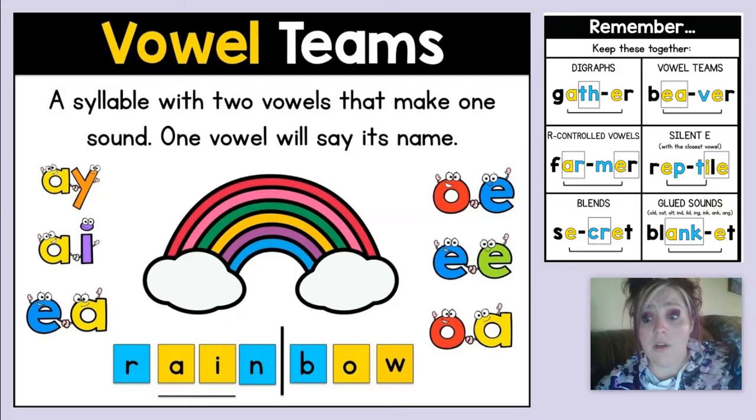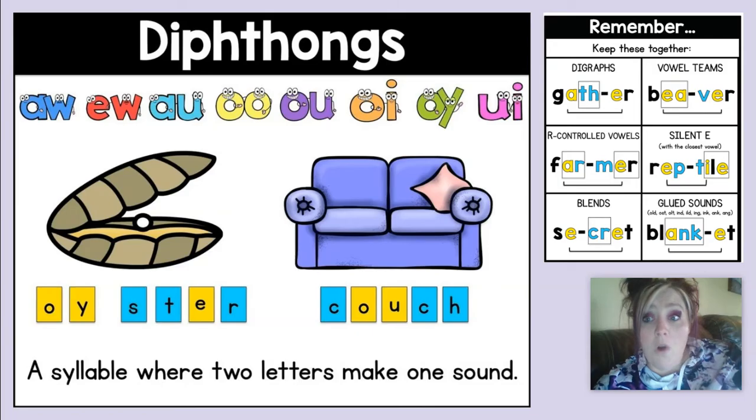Our vowel teams. Make sure that a syllable with two vowels that make one sound stay together when you're dividing your syllables up. And I have that in the anchor chart above my picture. That is one of the things that we have to remember. Okay, so we have the word rainbow. I know sometimes we're thinking that if we have all those different vowels, I should have four syllables there. But our vowel teams stay together. So it's just rainbow. So keep them together. Okay, diphthongs.